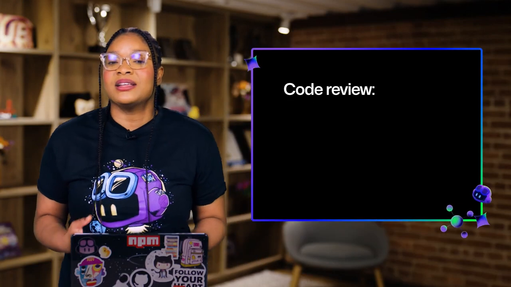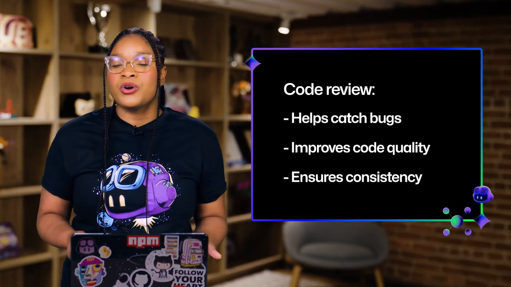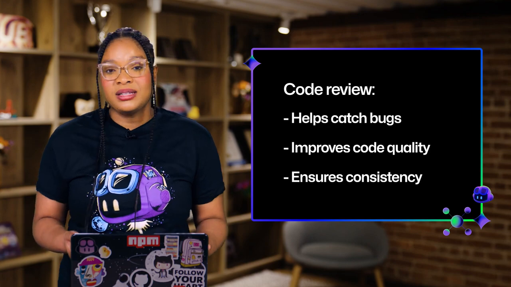First off, what exactly is a code review, and what does it mean to refactor when it comes to your code? Code review is like having a second pair of eyes on your code. It helps you catch bugs, improve code quality, and ensure consistency. Refactoring, on the other hand, is the process of restructuring existing code without changing its functionality. Think of it as tidying up your workspace to make things more efficient and easier to understand.